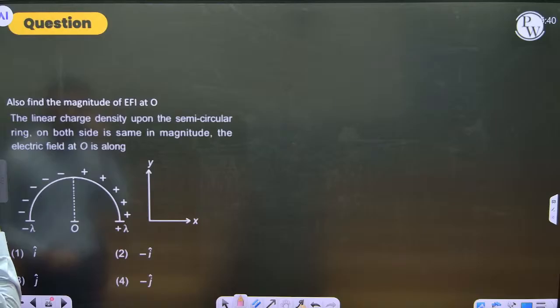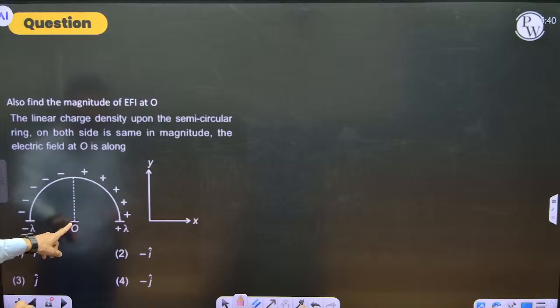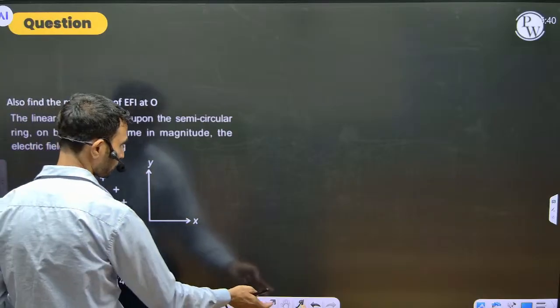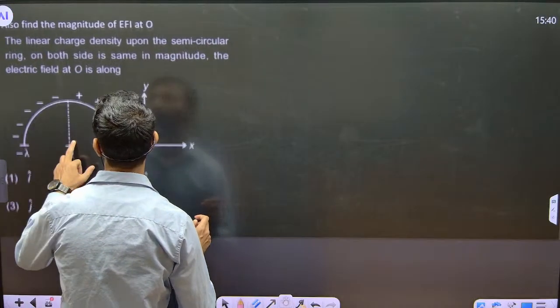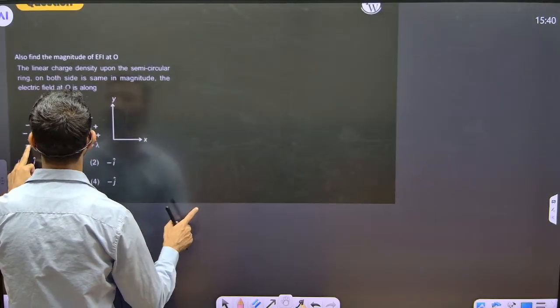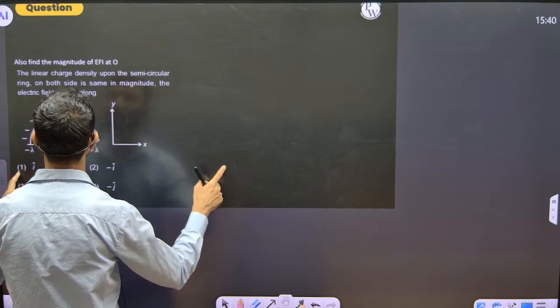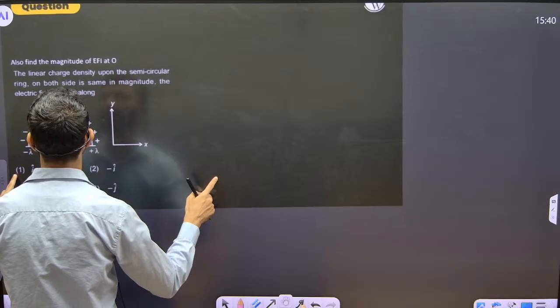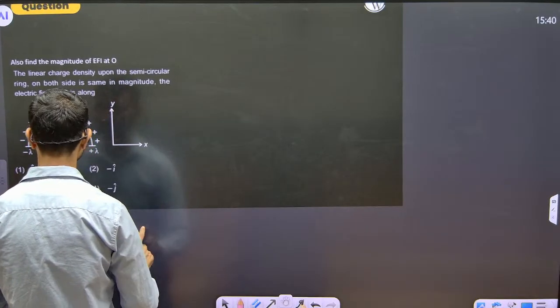You have to find the magnitude of the electric field at O point. At O point, you find the magnitude of the electric field and the direction also. Okay, so let's see how we do this part. Magnitude and direction of electric field you have to find. That's it. It seems to be easy, a simple problem. Let's see.